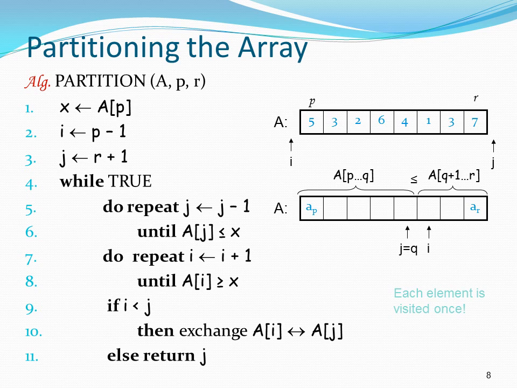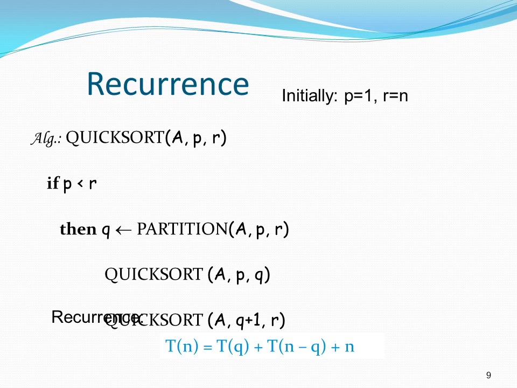Then if I is less than j, you are checking whether I and j have crossed over. If I is less than j, it is not crossed over, so exchange A of I and A of j, otherwise return the j position. The recurrence equation is T of n equals T of q plus T of n minus q plus n.